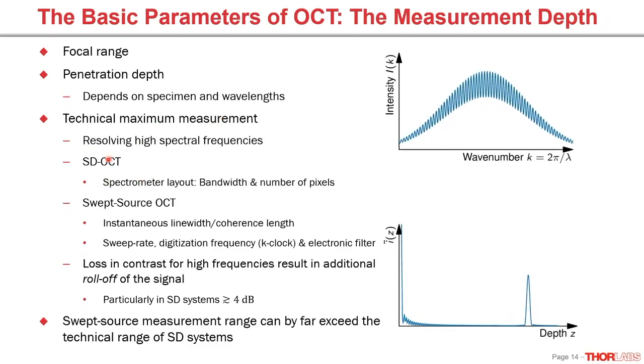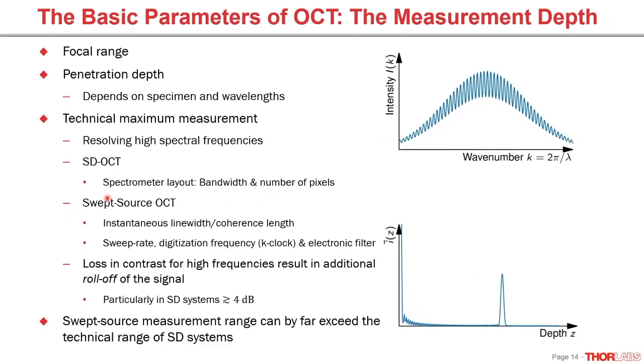In SD-OCT, this will, for example, depend on the spectrometer layout. Again, the bandwidth, how many pixels does it have, so that we can still sample a high spectral frequency with the Nyquist limit. Also, of course, how good the spectrometer optics is in really imaging these fringes onto the spectrum camera.